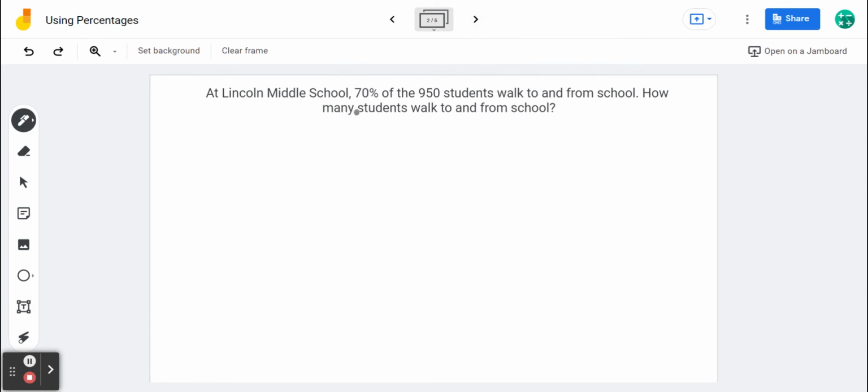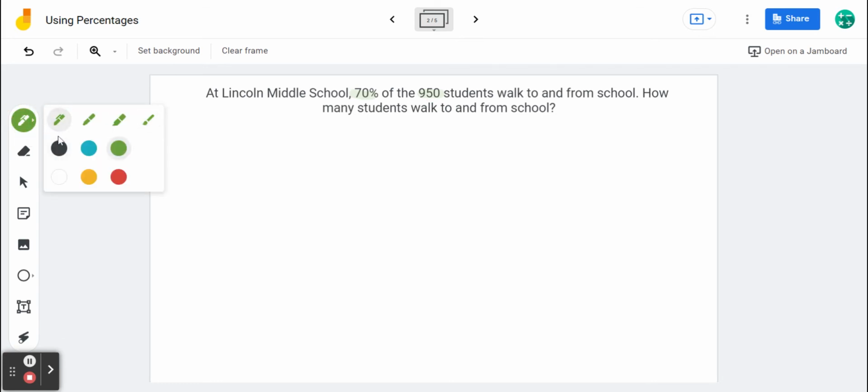All right. At Lincoln Middle School, 70% of the 950 students walk to and from school. How many students walk to and from school? So just to illustrate, I'm going to highlight some important things. Here we have 70%, and then we have 950 students. What does this mean? 70%, 70 out of 100, of the 950 total students. That's the total, because it says this percent out of the total.